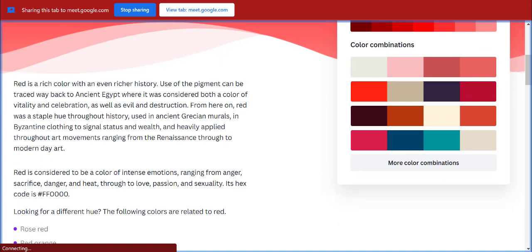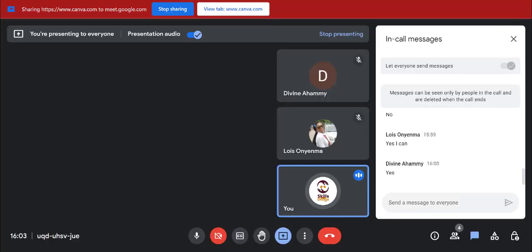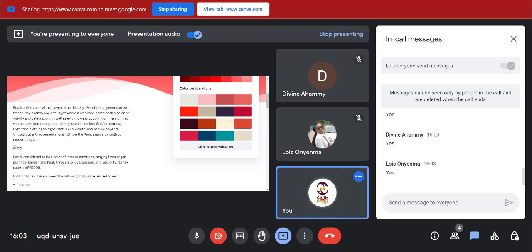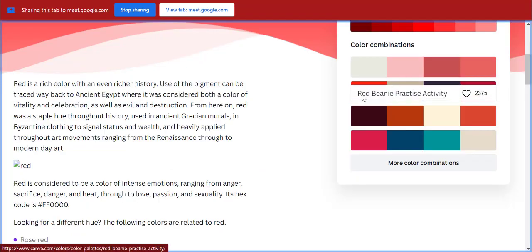So sorry, before I read, you guys can see my screen, right? You can see it, right? Lois and Divine, you can see it. Okay, fine, beautiful, excellent.